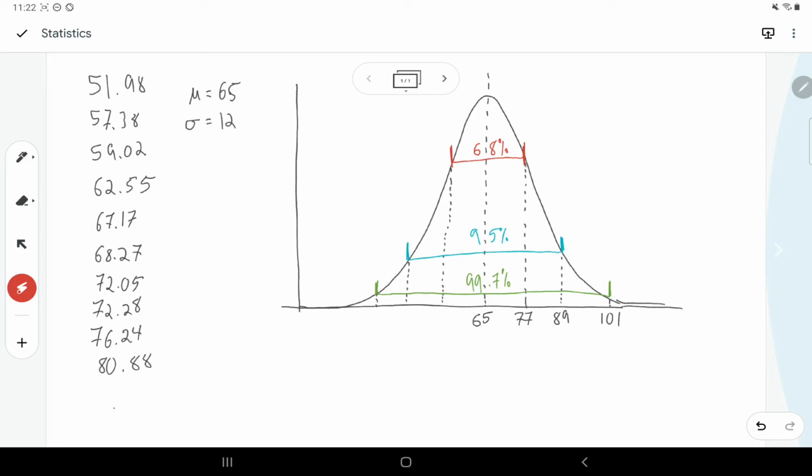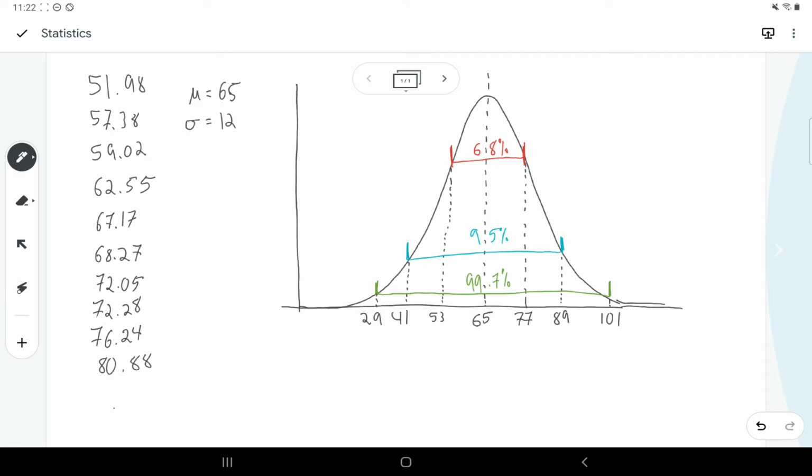Okay, now we do the same thing, subtracting standard deviations to go this way. So 65 minus 12 will be 53, minus 12 again will be 41, and minus 12 again will be 29. Okay, a little bit of quick math. Okay, so now we know what these bins look like, right?